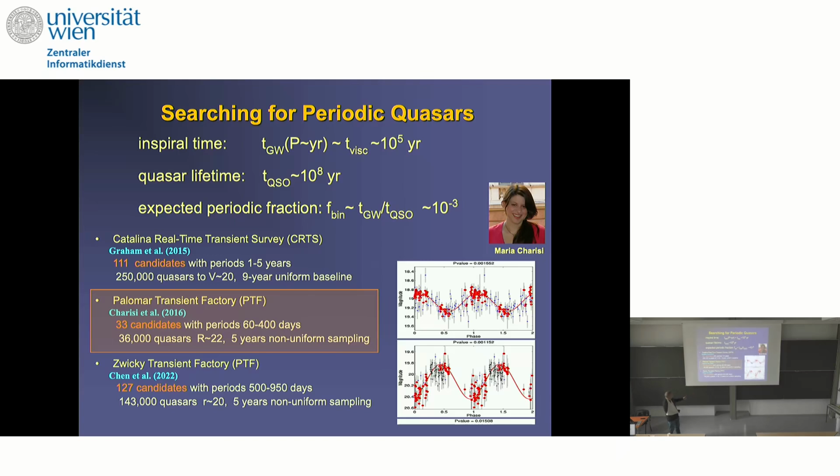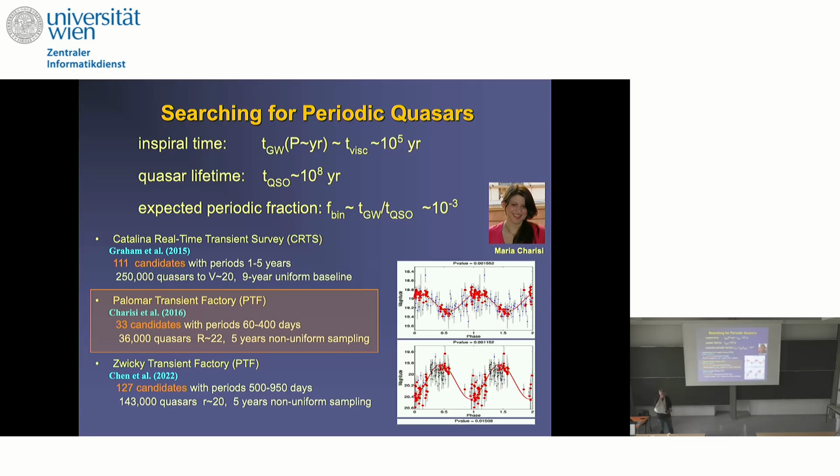And it turns out that these surveys have all roughly found the same. In these surveys, this is my graduate student, you find some objects which seem to have periodicities. Indeed, about 10^-3 of the cases of quasars. This survey has 250,000. They published a list of 111 candidates. Maria's thesis, we looked at 36,000 quasars. We found 33 candidates. And then this later, similar ratio, 10^-3.